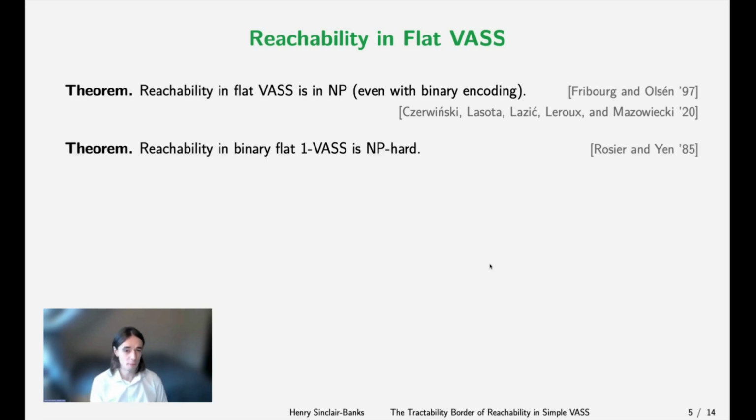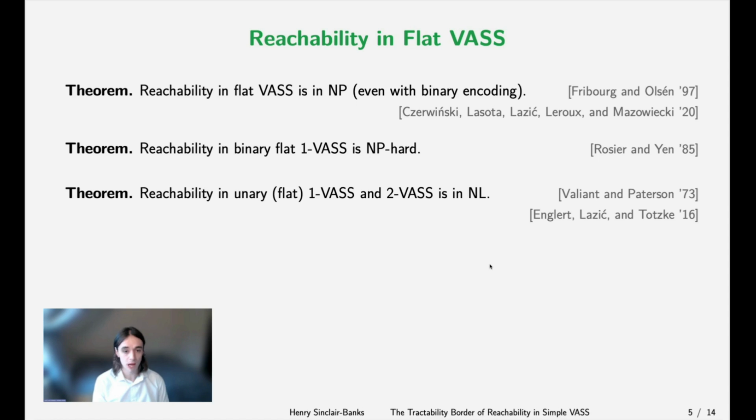But unfortunately, with just one counter, if your flat VAS is encoded in binary, then the reachability problem is NP hard. It's not too difficult to see how an instance of unbounded subset sum can be encoded into reachability in a flat 1 VAS. However, if the system is encoded in unary, then the reachability problem is simpler. In fact, regardless of whether the system is flat or not, reachability is in NL in both 1 VAS and 2 VAS.